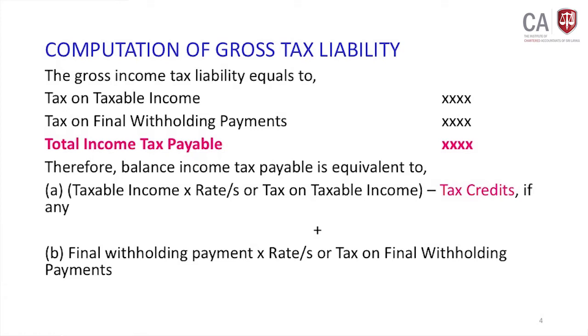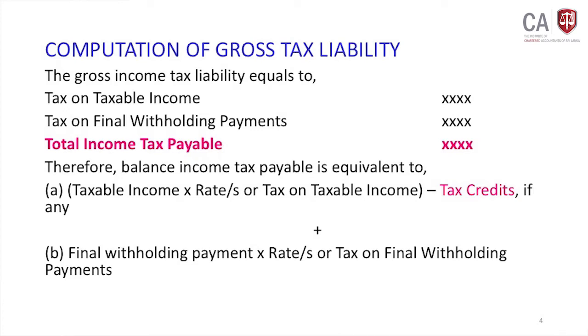Then that income tax liability comprises two parts under Inland Revenue Act number 24 of 2017. One is tax on taxable income. The second one, covered under section 88 of the Act, is tax on final withholding payments. Then altogether we arrive at the total income tax payable. But this is not the final answer; after the computation of tax liability, we have to compute the balance tax payable for the particular year of assessment.